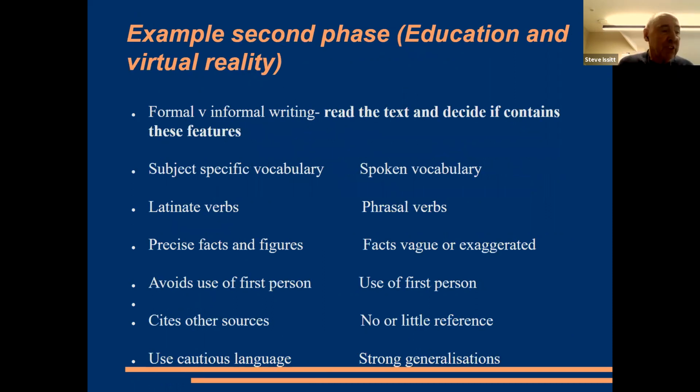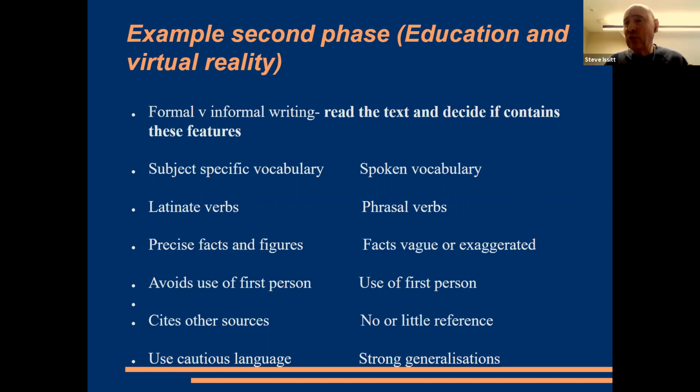Here's an example from the second phase. So we've called this one Education and Virtual Reality. Now, if you notice, we have to make the themes subject neutral, because we have so many students from such a wide variety of backgrounds. If we choose something which is a little bit too subject specific, then other students could say, well, this isn't fair, this isn't my discipline.